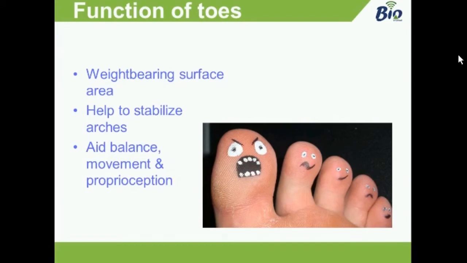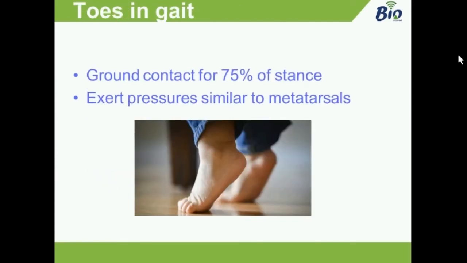So our little toes, what do they do? Well, they increase weight-bearing surface area. They help to stabilise the foot. And very, very basically, they aid balance, proprioception, and they help with general movement. Now, during gait, the toes are in contact with the ground for around three-quarters of stance phase, and they exert pressures similar to those that you'd see in the metatarsals. There's quite a few papers that refer to that.